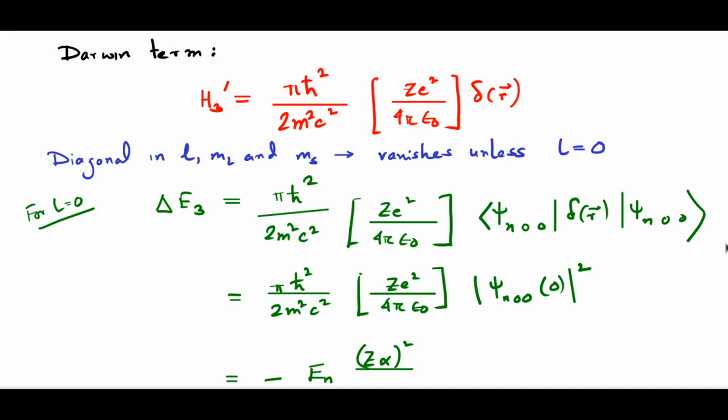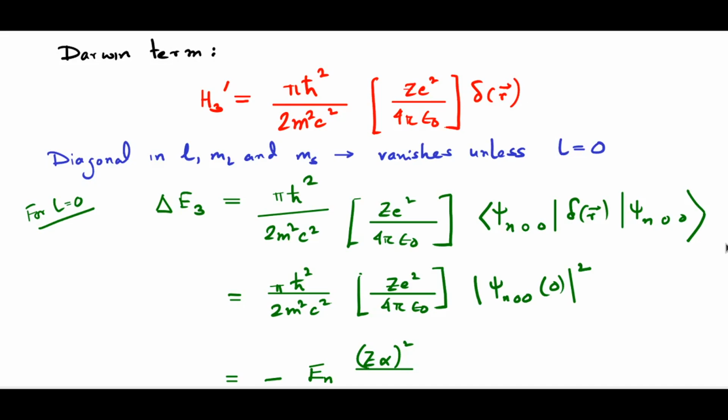Now once again, because this perturbation is already diagonal in l, ml and ms, you can directly calculate its value, especially for just l equal to 0. For all other cases, this will vanish anyway, and you get delta E3 given by pi h cross square by twice m square c square times Z square by 4 pi epsilon 0 times psi n00 delta r vector psi n00, this particular expectation value.